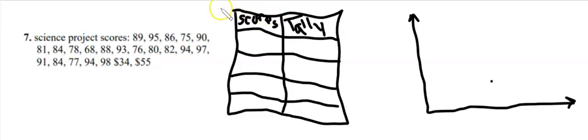Okay, so we talked about going from a frequency table into a bar graph. Now, what happens when they don't give us a frequency table? They just give us data. So you actually create a frequency table.